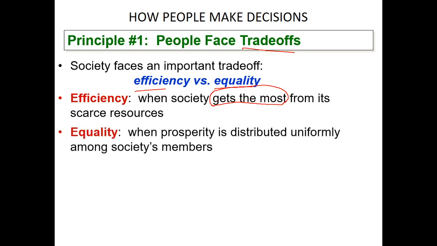Okay? Equality is when prosperity is distributed uniformly among society's members.